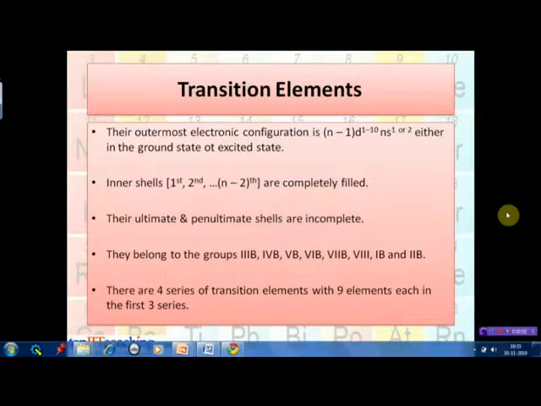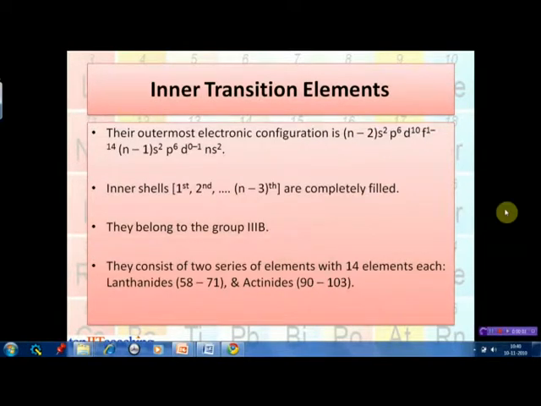The transition elements. The elements belonging to the groups 3B, 4B, 5B, 6B, 7B, 8, 1B, and 2B, that is the d block, constitute the transition elements. Their outermost electronic configuration is (n-1)d1 to 10 ns1 or 2 in the ground state or excited state. Their inner shells are filled, but their ultimate and penultimate shells are incomplete. There are 4 series of transition elements, with 9 elements each in the first 3 series, and the elements after helium are being added to the 4th series as they are being discovered.